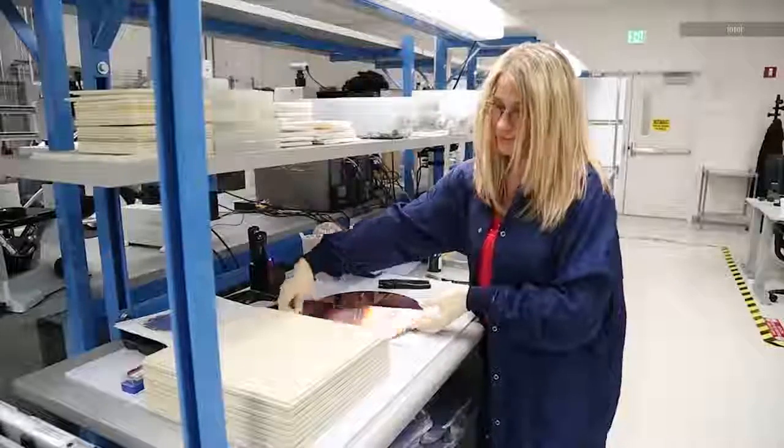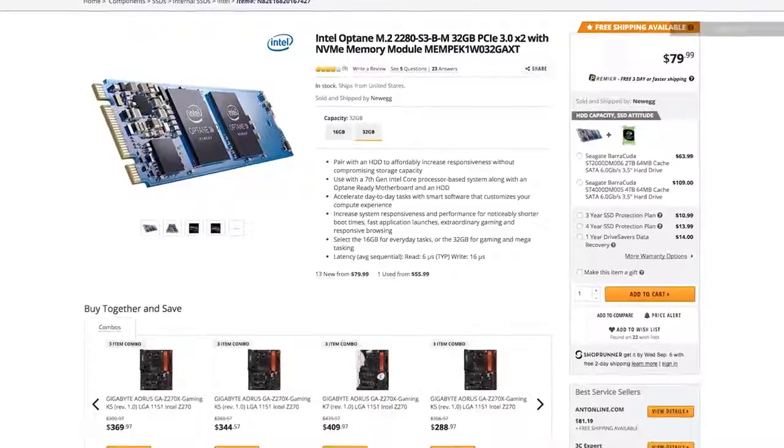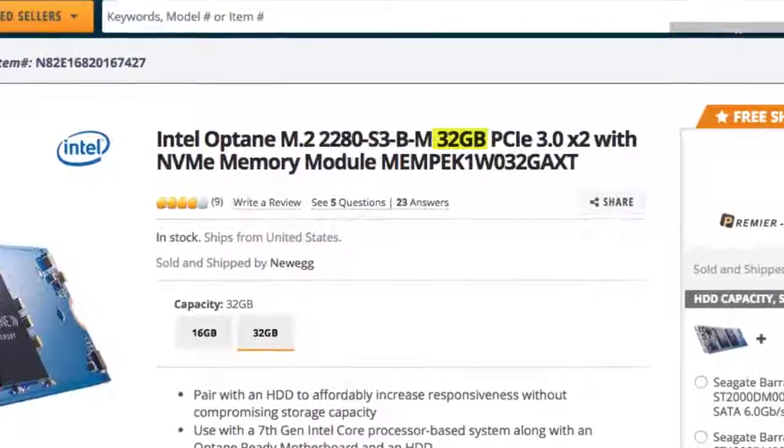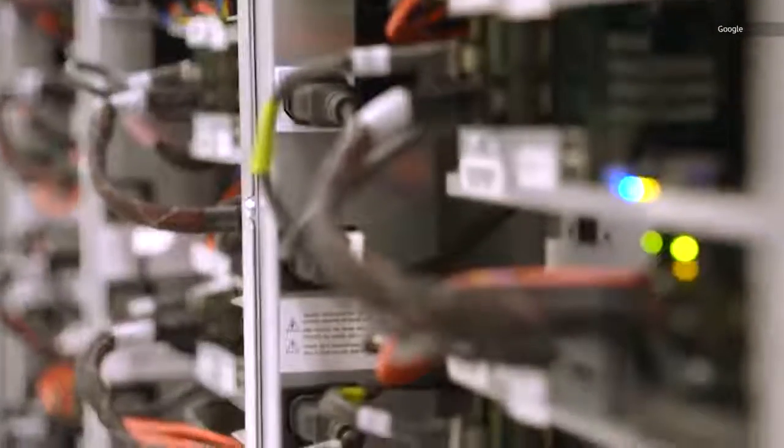So, what will Optane do for your PC? Well, at the moment, it's actually kind of a disappointment. You can go out right now and buy an Optane storage drive, but the biggest drive available to consumers is only 32 gigabytes. Still, 375 gigabyte enterprise drives are out there for data centers, and we should hopefully see bigger consumer drives in the near future.